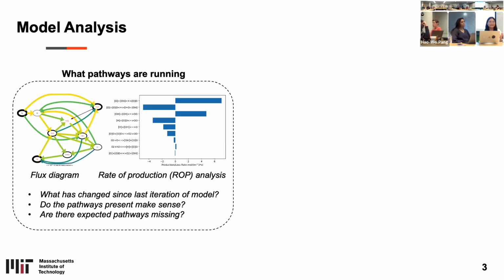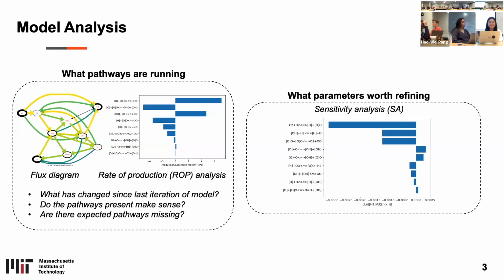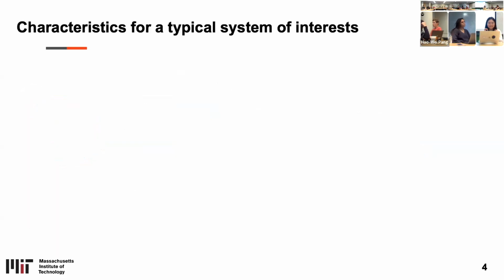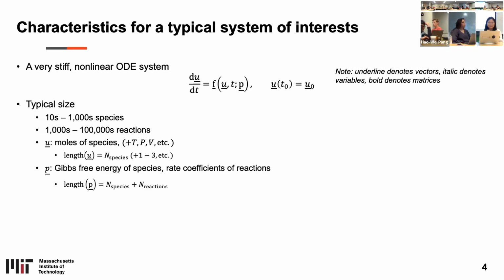And how do we identify those parameters that are not good enough? People usually use sensitivity analysis. And before I jump into sensitivity analysis, let's look at some high-level size and characteristics of the chemical system that we're interested in. So usually it's an ODE system. The whole equation can be presented as the middle one.